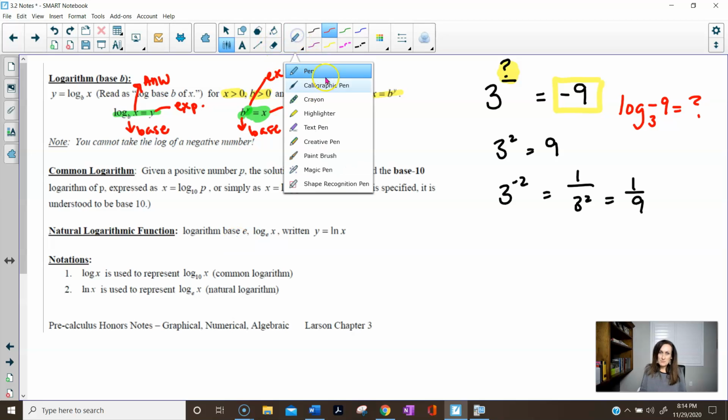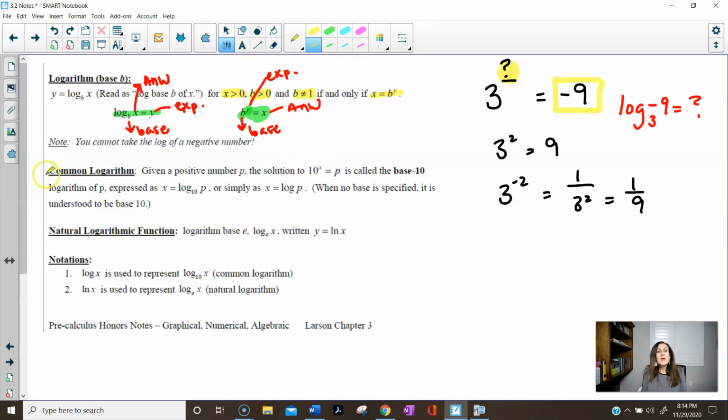Common log. We've got to move quicker. Common log is, given a positive number p, the solution to 10 raised to the x equals p. So basically, common log just means that you have a base of 10.